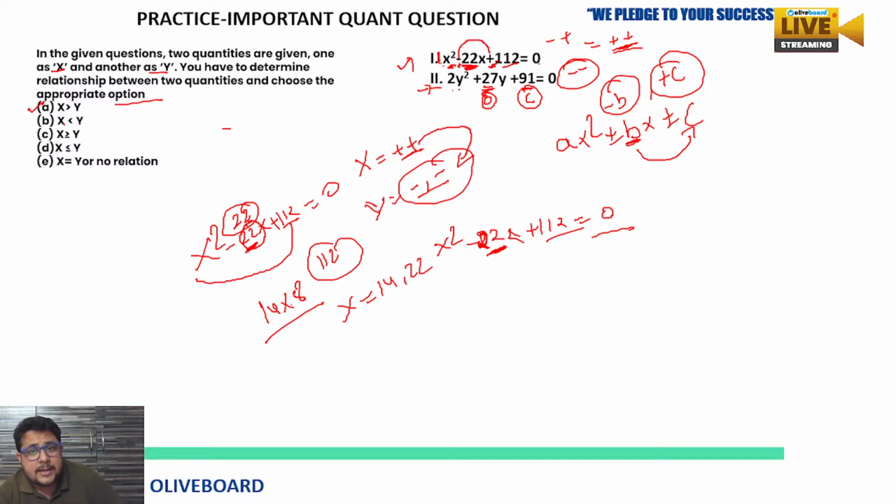Similarly, go for y: 91 multiplied by 2 is 182. So find such factors here. By addition you must get 27 and by multiplication you must get 182. So those are the factors which will give you this value 27.